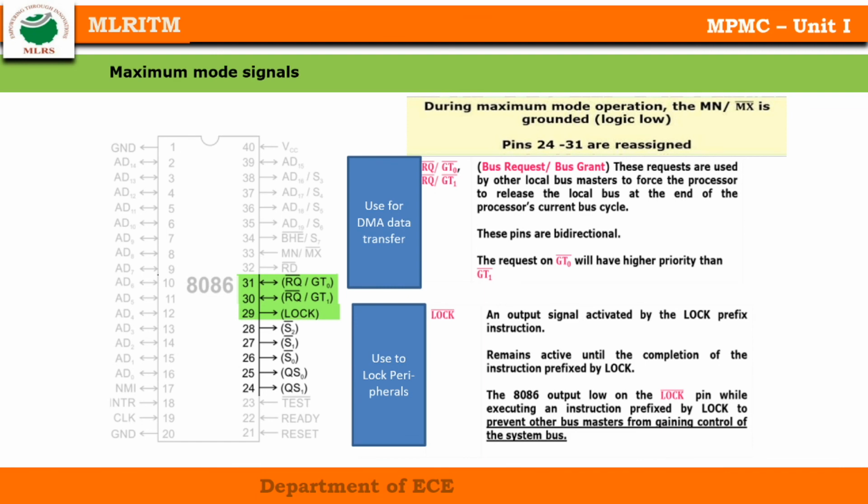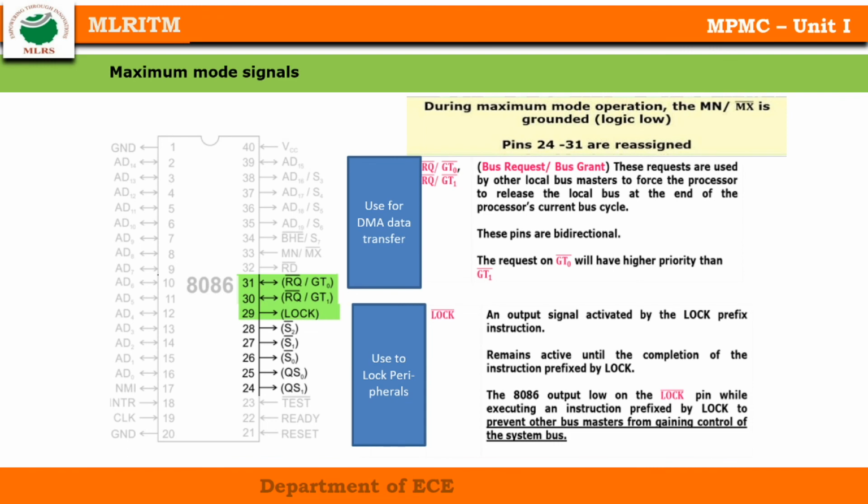These are the DMA data transfer pins in maximum mode. RQ/GT0 has higher priority than RQ/GT1. These requests are used by local bus masters to force the processor to release the local bus at the end of the current operation. These are bidirectional signals. Lock.